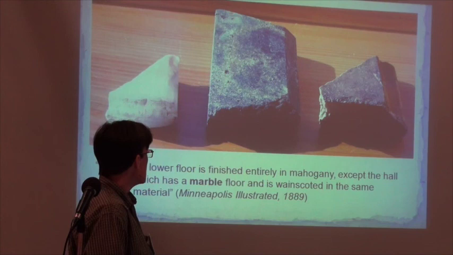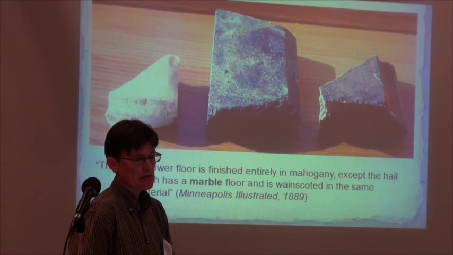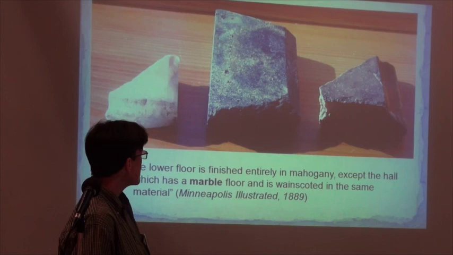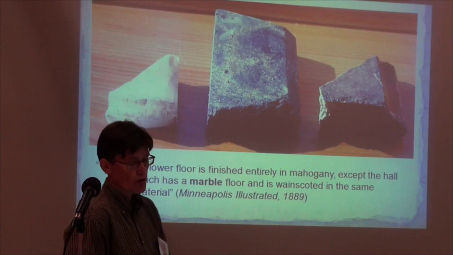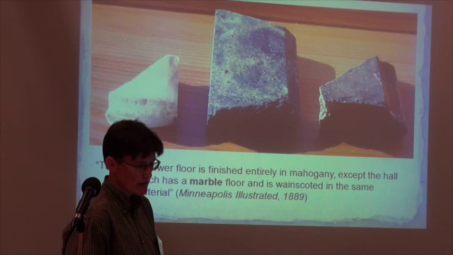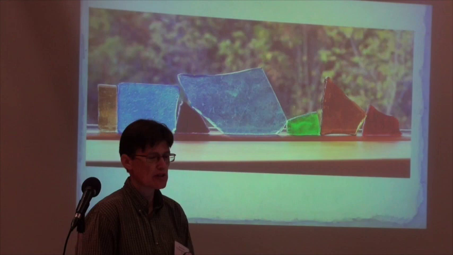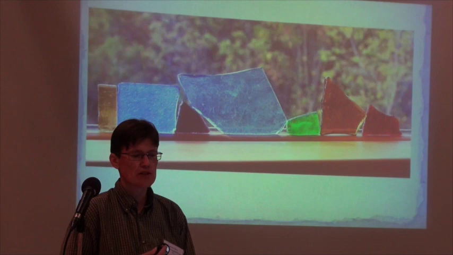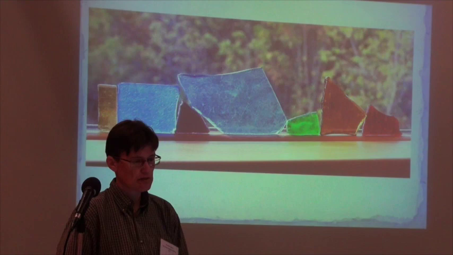We also found a wide variety of different types of marbles. This is just a sample of some of the different marbles, and they also have different profiles. We know that at least the main hall was wainscoted and had a marble floor, so it speaks again to what this house was like on the interior. And of course, they had their stained glass. This is just a small example. I wanted to show you some of the variety of colors and textures of the stained glass. We found this pretty much universally across the site, so there was probably stained glass in the original building and also in the addition.